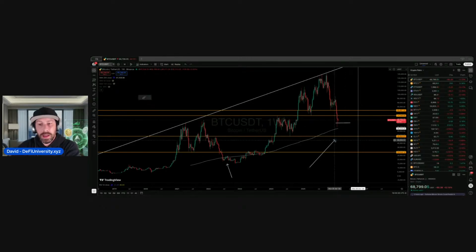So for me, I am going to be a buyer of Bitcoin at 50K. Notice we've also got some horizontal support at 50K. We've got this, what was resistance. When it broke, it became support, acted as support, during that first real correction in 2024.